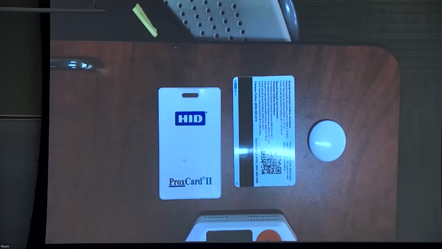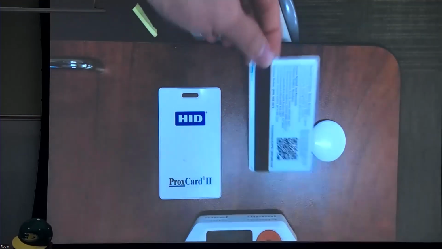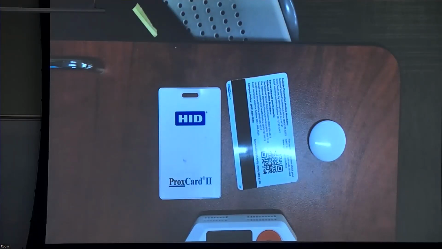Let's see. On the right for Zoom viewers and on the left for room viewers, you have a prox card. This may or may not open a certain gate in a known area that you might be familiar with, but it is unencrypted and it essentially just holds a key to get into a certain gate arm. On the right is my student ID. Surprisingly, it still has RFID data that you can read.